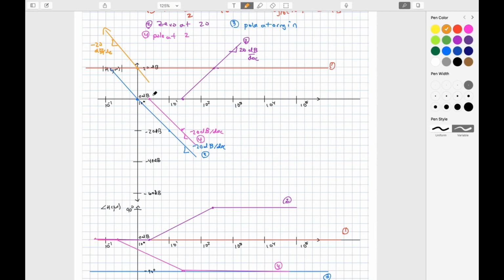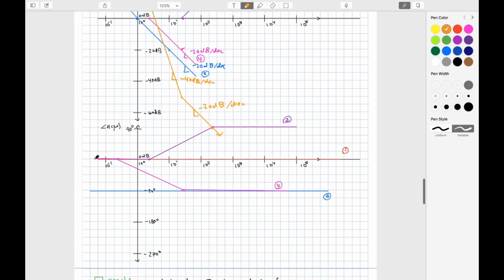So to do this, I'm going to be somewhere around here. So let's draw that in. So now I have negative 40 dB per decade. And then at 2, I have a 0 that contributes 20 dB per decade. So from here on out, it's going to be going at exactly negative 20 dB per decade. So that's roughly to here. All right, so negative 20 dB per decade.